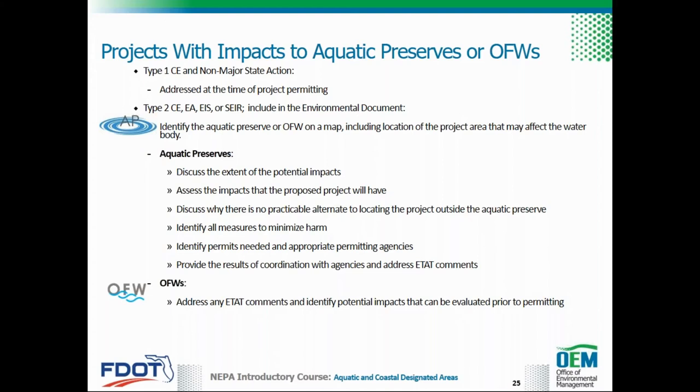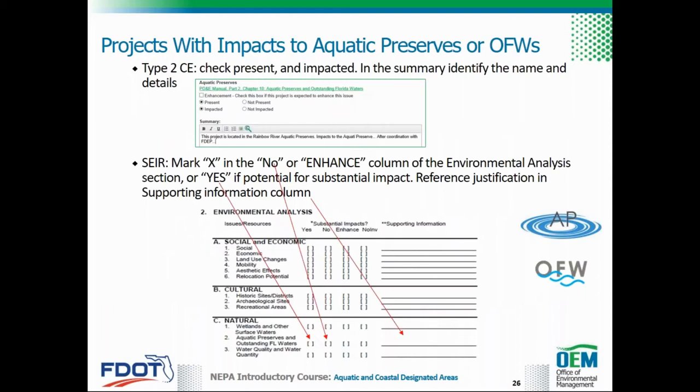For projects located in an OFW, address any ETAC comments and identify potential impacts that can be evaluated prior to permitting, including potential alternatives and treatment strategies. For a Type 2 CE project with impacts to aquatic preserves or OFWs, check present and impacted in these sections of the Type 2 CE determination form.